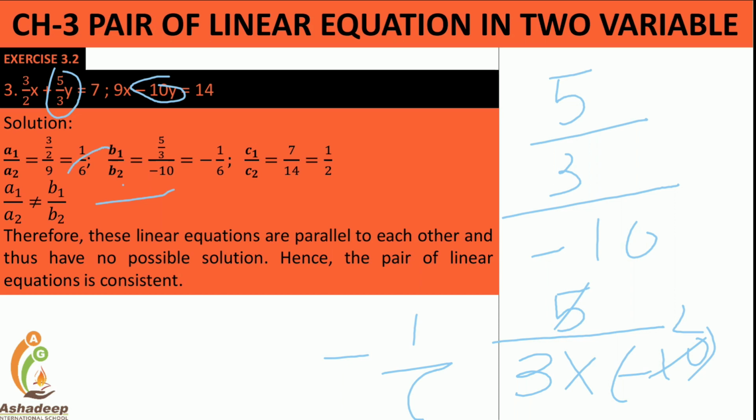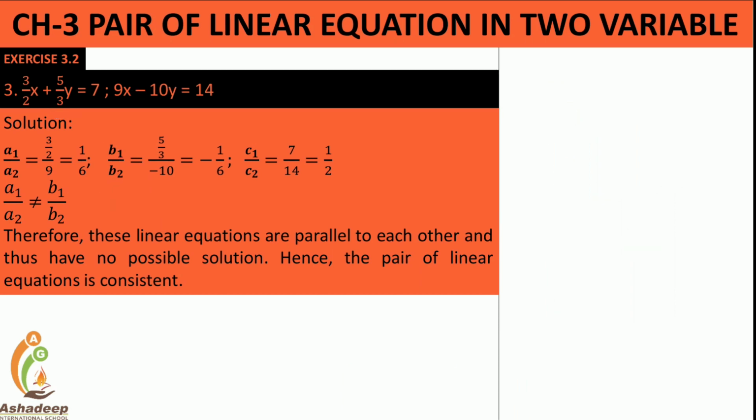See here, it is 1 upon 6 and here minus 1 upon 6. Can 1 upon 6 and minus 1 upon 6 be equal? No. So a1 upon a2 is not equal to b1 upon b2. Therefore these linear equations are parallel to each other and thus have no possible solution. That is why the pair of linear equations is inconsistent. I hope you get it, right? Now let's move ahead with another sum.